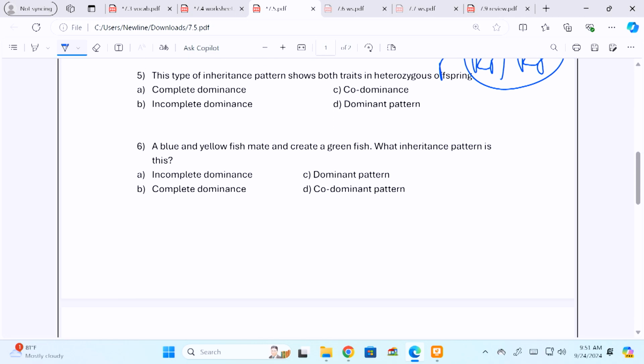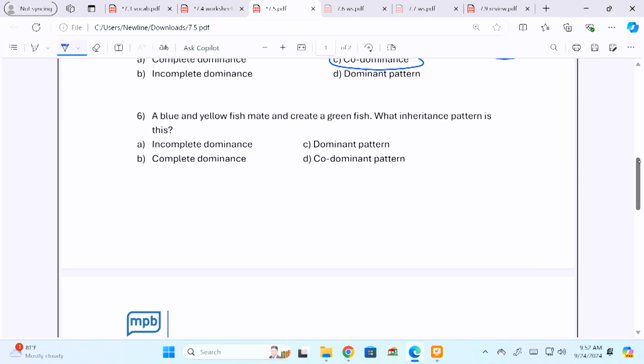All right, 5. This type of inheritance pattern shows both traits in heterozygous offspring. Which of these terms means you see both of them again? That's codominance. And I know I'm telling y'all that the word both and codominance both have the letter O in it, but co actually means two. If you were co-presidents with somebody, that means you would both be presidents, right? Or co-captains means there's 2 captains. Because it's codominance, you're seeing both traits. So that's another way you can remember it.